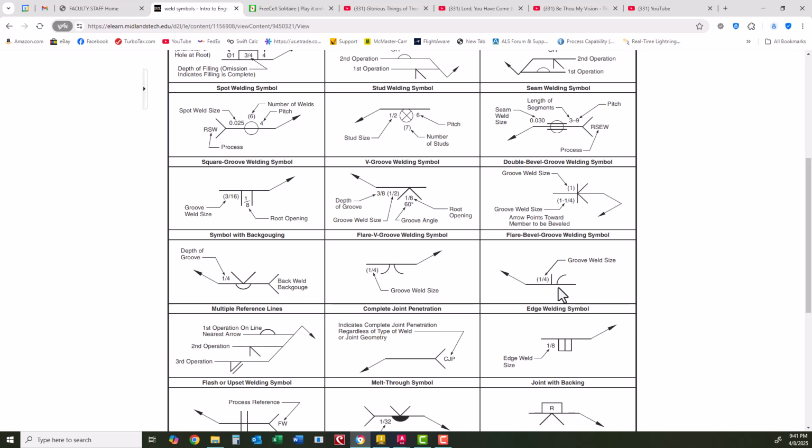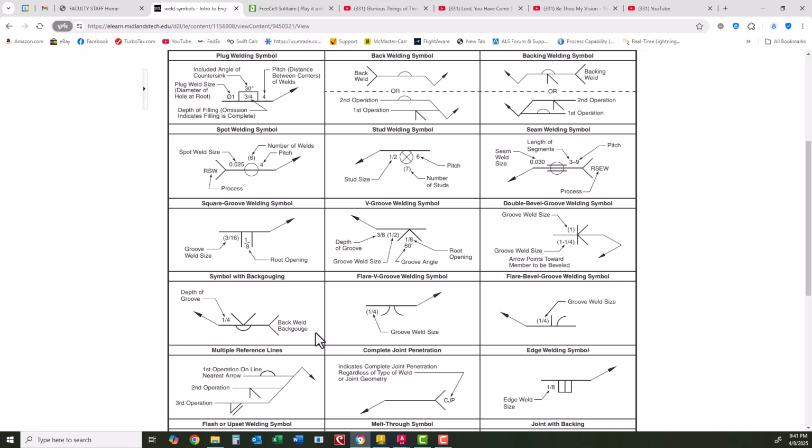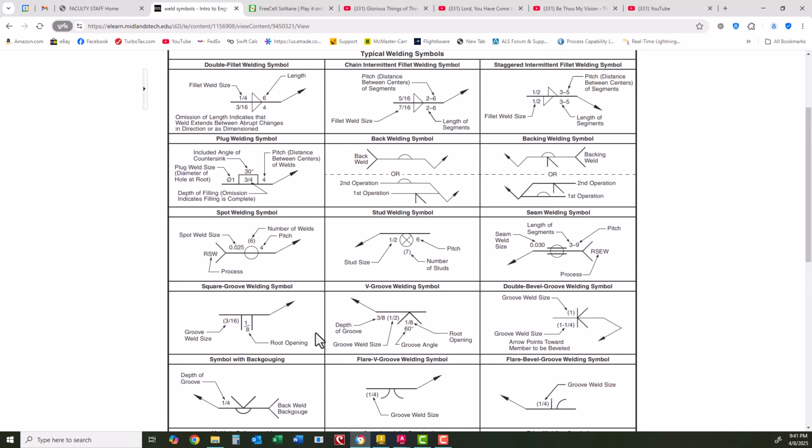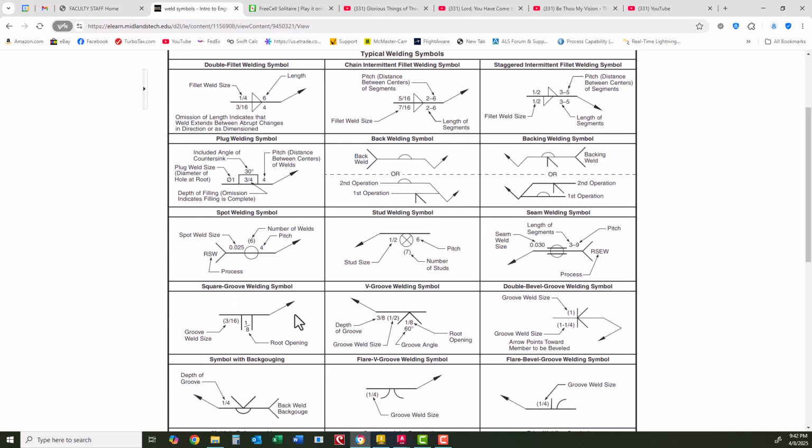It wouldn't be a square groove, it would be a flare bevel. So the symbol that you would use for that would be a flare bevel, and the weld size would of course be the size here. So those are the basic ones that we want to address. The others you can look at on your own, but I want to address those. And what I'm going to do is I'm going to swap screens here and go back over to the software, and we'll address this.